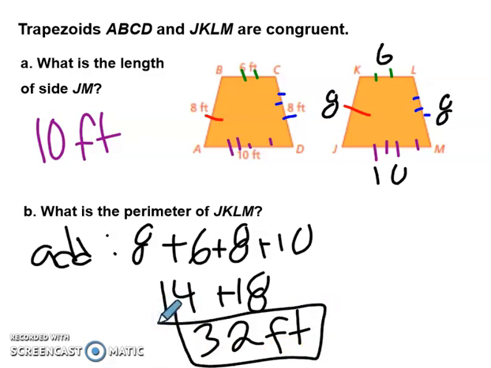Now, is this perimeter going to be the same as ABCD? Yes, definitely, because these two shapes are congruent to each other. So 32 feet is the perimeter of JKLM, and it's also the perimeter of ABCD because these two shapes are congruent.